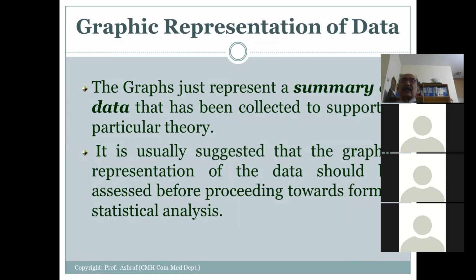Graph must represent a summary of data that has been collected to support the particle theory. It is usually suggested that the graph representation of data should be assessed before proceeding, because a graph tells you many things, especially a histogram, which tells you whether your data is normally distributed or not. And depending upon your distribution, then you apply the test of significance: a parametric test, chi-square test, t-test, or ANOVA, or you apply a non-parametric test if your data is not normally distributed. So before proceeding to statistical analysis, you must make a graph of your data.